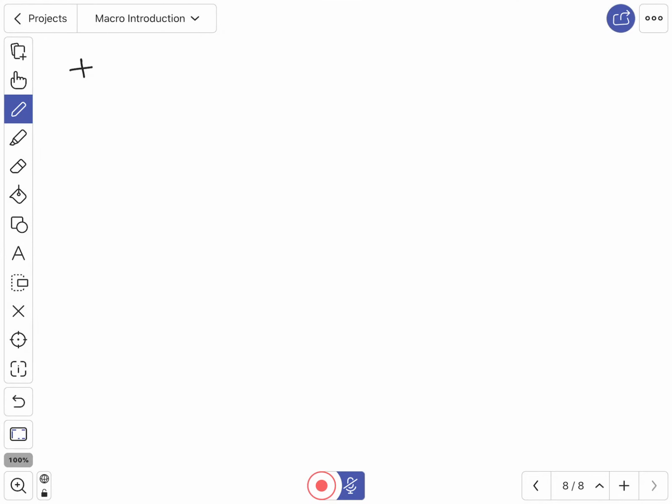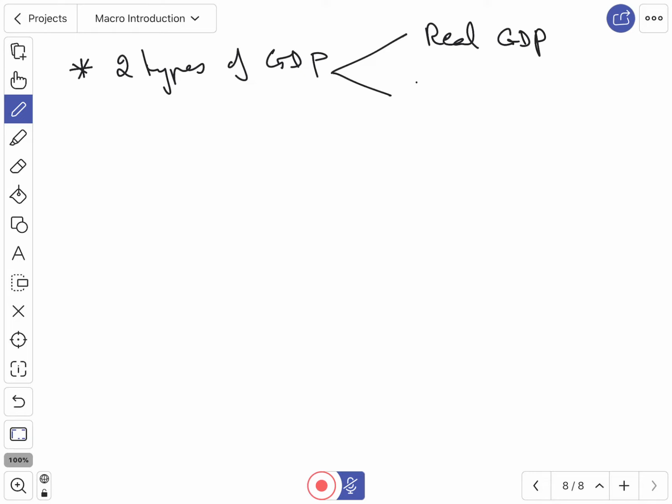So the gross domestic production can be the real GDP and the nominal GDP. And I want you to remember that in my definition of GDP, I said it's a value, right? It's a value, so it's in dollars.